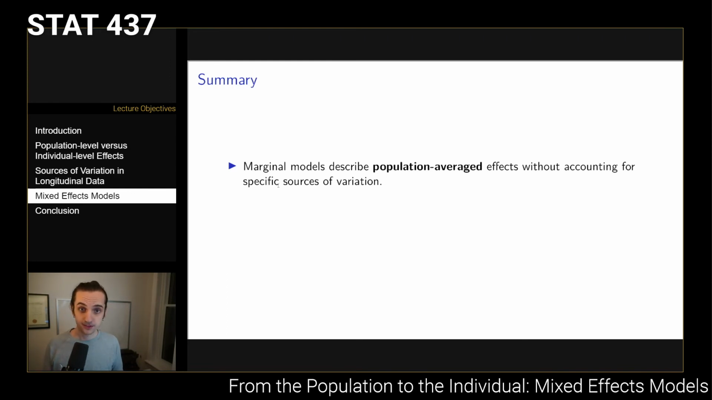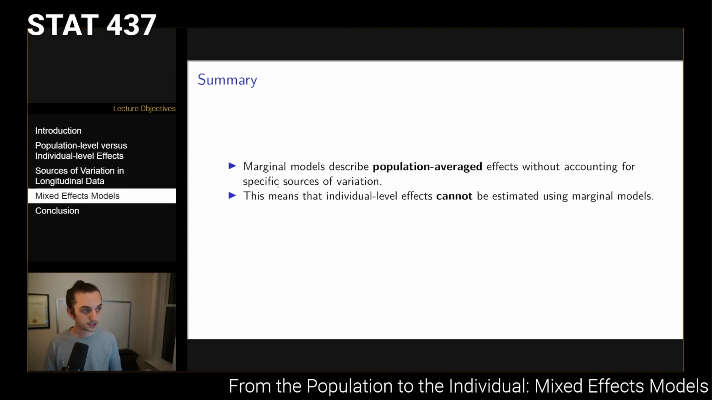So as a brief summary, we have marginal models, which we talked about as population averaged models. They don't account for specific sources of variation explicitly, right? We've indicated there is going to be some correlation, but we don't explicitly specify where that correlation is coming from. What it means, though, is that we can't actually estimate the individual effects themselves. We can only talk about the whole population because we haven't modeled the process by which that individual level variation is coming from.